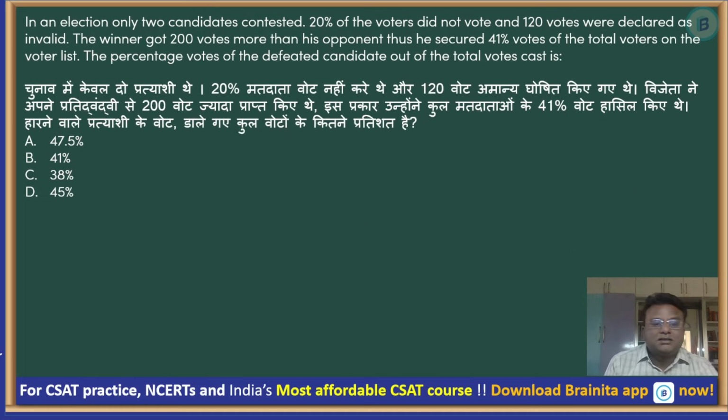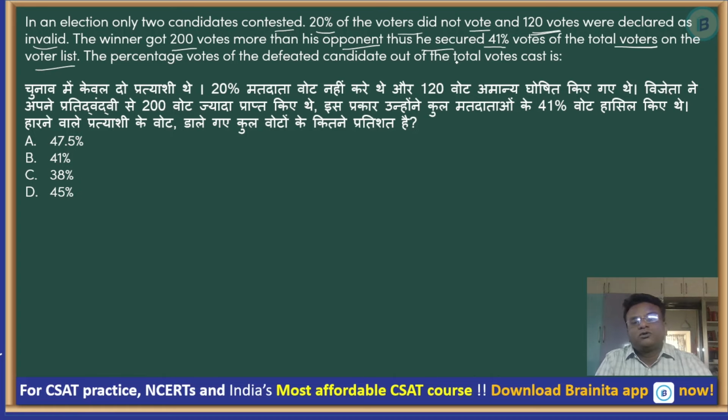Okay, so this is interesting. So please pay attention. In an election, only two candidates contested. 20% of the voters did not vote and 120 votes were declared as invalid. So 20% voters did not vote at all, and of the votes that were cast, 120 votes were declared invalid. The winner got 200 votes more than his opponent. So the winner won the seat by 200 votes. And thus he secured 41% votes of the total voters on the voter list.